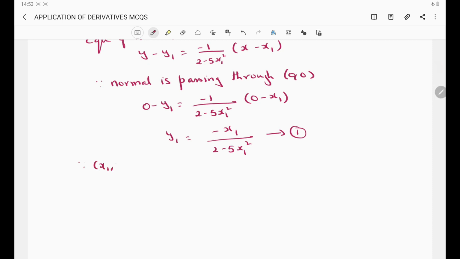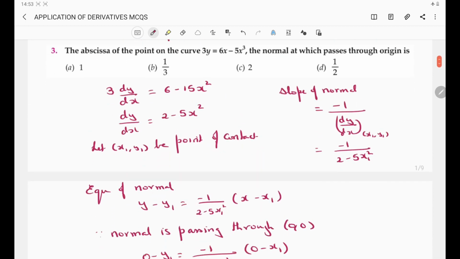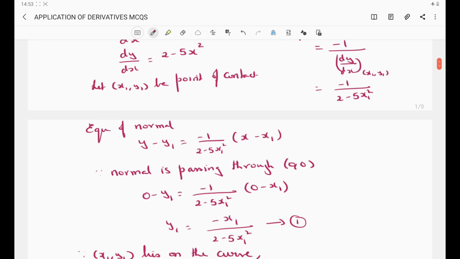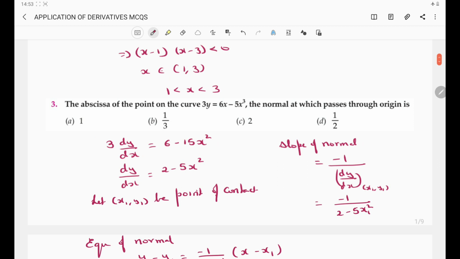Since x1 y1 lies on the curve, 3y equal to 6x minus 5x cube. So we get 3y1 equal to 6x1 minus 5x1 cube, as we have seen that the curve equation is 3y equal to 6x minus 5x cube.